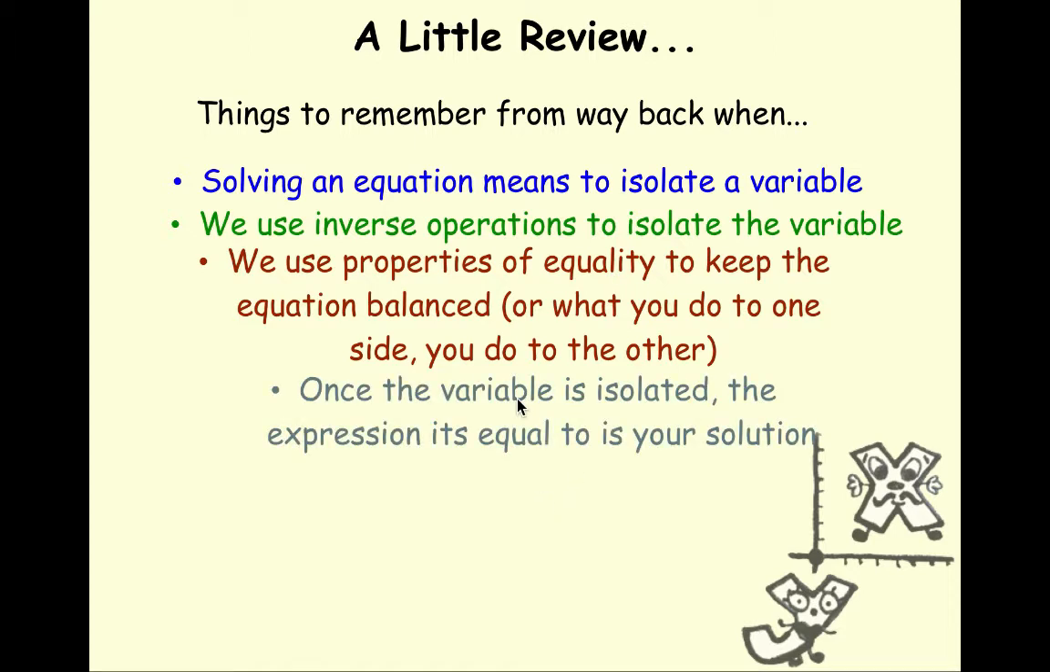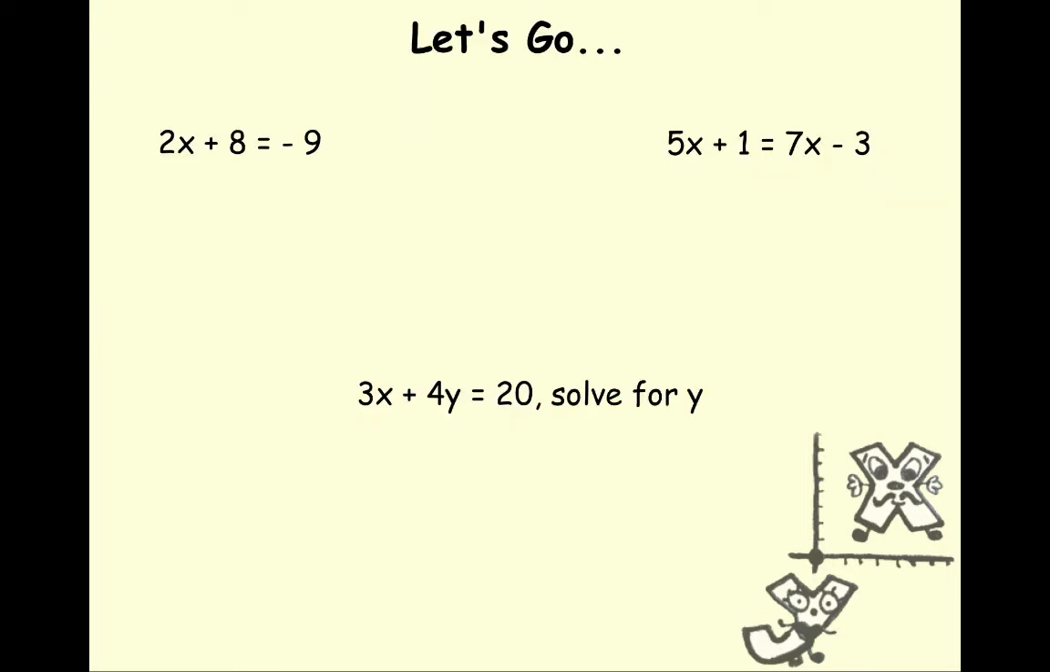Okay, and last, one of the things I want you to remember is once the variable is isolated, that expression on the other side, it's what we call the solution. So the solution doesn't have to be like x equals 5. It could be x equals 3y minus 2. Or like when we're trying to get an equation in slope-intercept form, y equals 1/2 x minus 8, something like that. So let's get started.